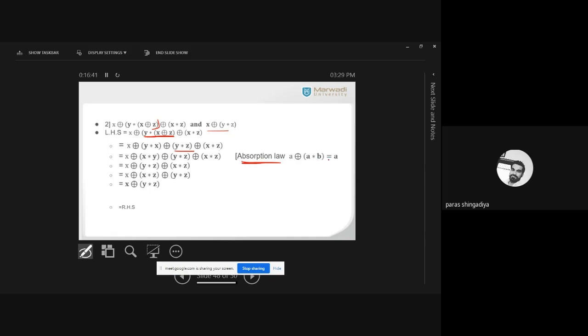Okay, what is A ring sum A star B? That is equal to A. And what is the second rule? A star A ring sum B, that is also equal to A. Okay, so both we can use to check the answer.